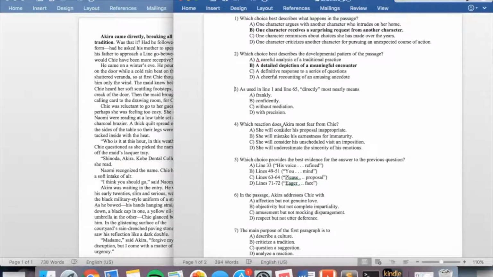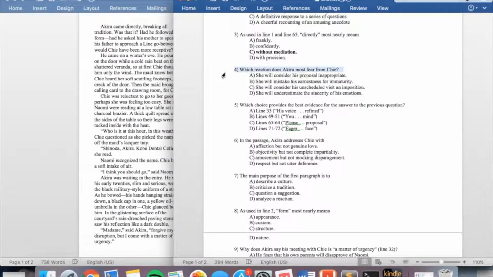Let's see if there's an answer like that. And we see that C, without mediation, is pretty much exactly what I was talking about there. So the correct answer is C here. We can look at the others to confirm that they don't make sense. Frankly, confidently, and with precision, those all don't fit as well into the passage as directly is used there. So C is the answer.